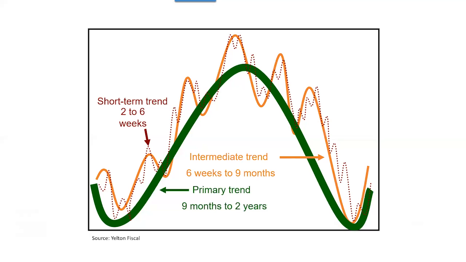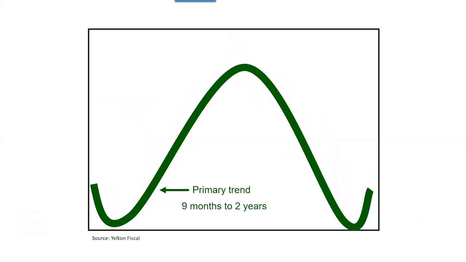In this presentation, we are going to be concentrating on the primary trend, which lasts from 9 months to 2 years. So here's the primary trend. We strip away the short term and the intermediate. We're left with the primary trend. And a good tracking device for the primary trend is long-term smooth momentum. And that could be the KST, a stochastic, or an MACD.